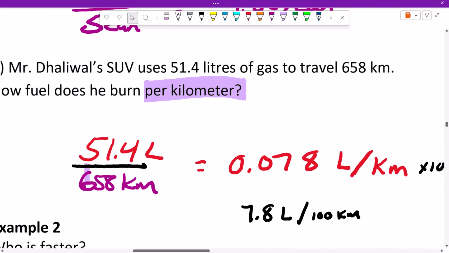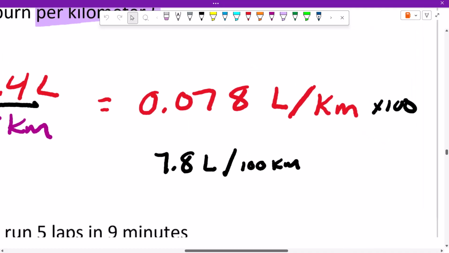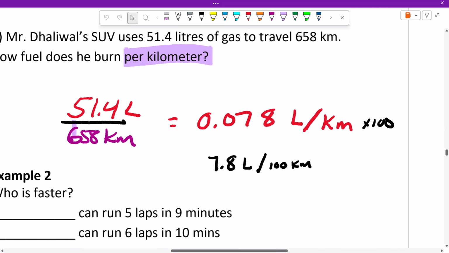Now, when you divide these two numbers, sometimes you get a whole number, lots of times you get a decimal. So here was the fuel economy for my SUV when I'm driving around the city. That's not highway driving, that's city driving. Look how small this number is. Often, when you're trying to find the cost of one thing, that cost is a really, really small number.